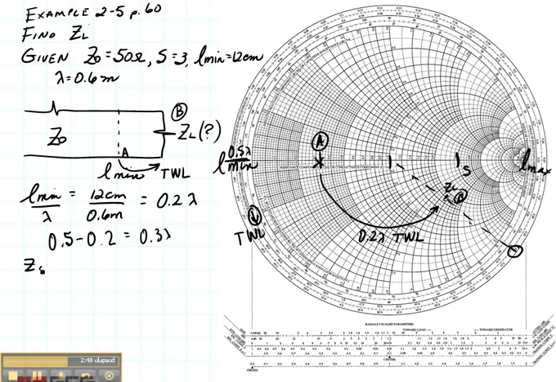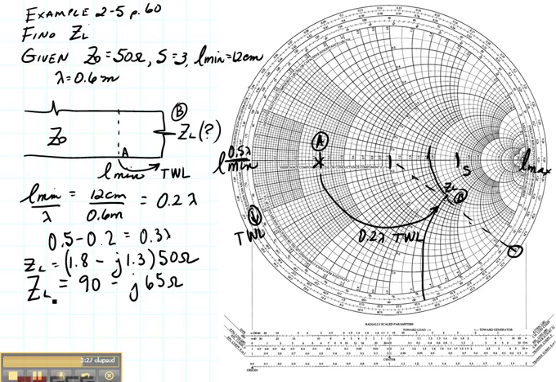So let's read it. ZL is going to be equal to a real part right here. Looks like that's about 1.8. A real part of 1.8. The imaginary part's negative because it's on the bottom. Let's follow that out here. That looks like about 1.3 minus j1.3. To denormalize it, we need to multiply this by 50 ohms. And that gives us 90 minus j, let's multiply 1.3 times 50, 65 ohms. And that is my load.